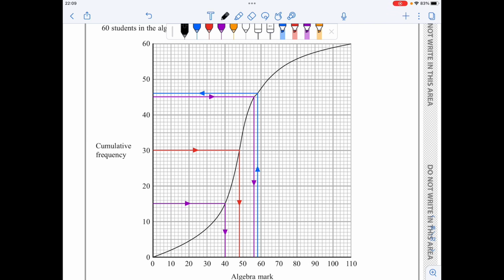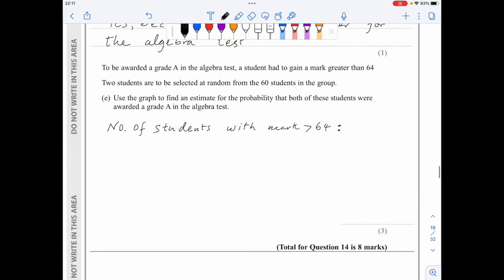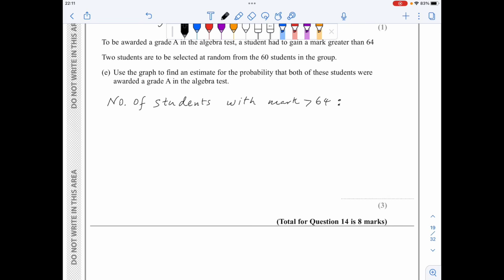To find this, I'll work in a similar way as I did in part B. I'll start from the x-axis at 64 and find the corresponding y value. From the graph, I get a value of 50, but those 50 students got a mark less than 64. So to find the number of students with a mark bigger than 64, I'll do the total minus 50, which is equal to 10.